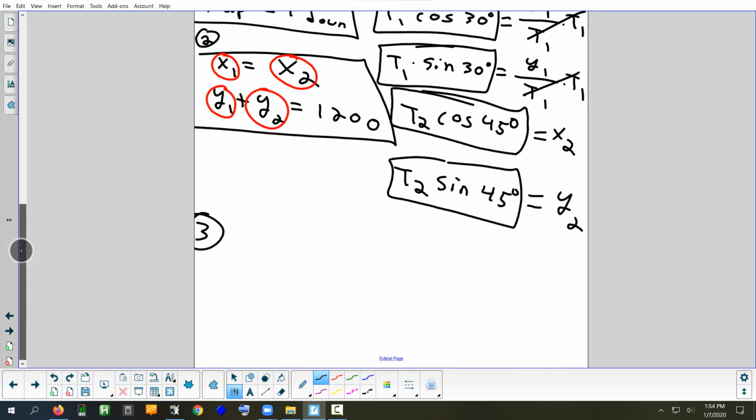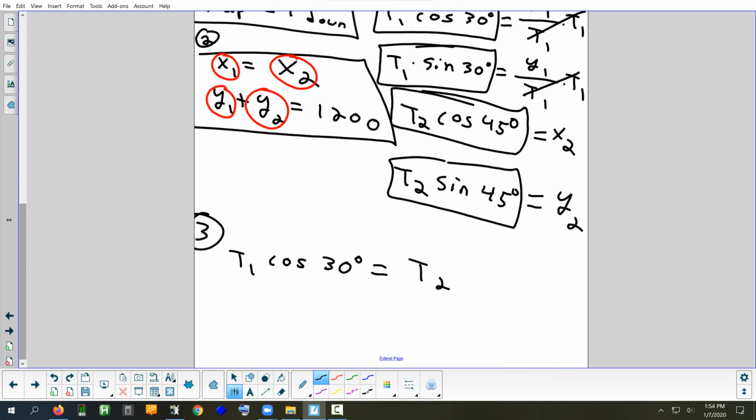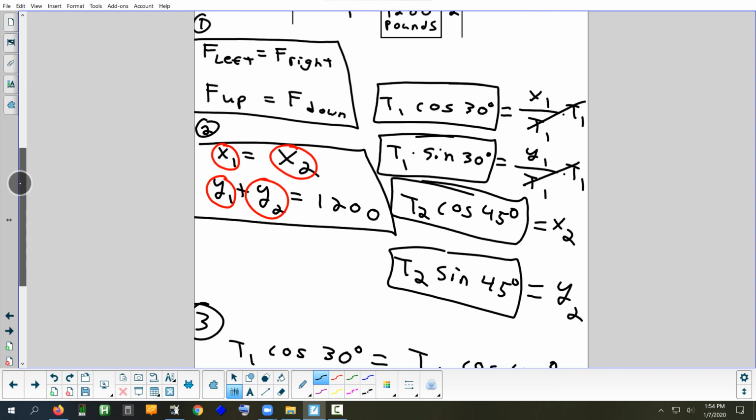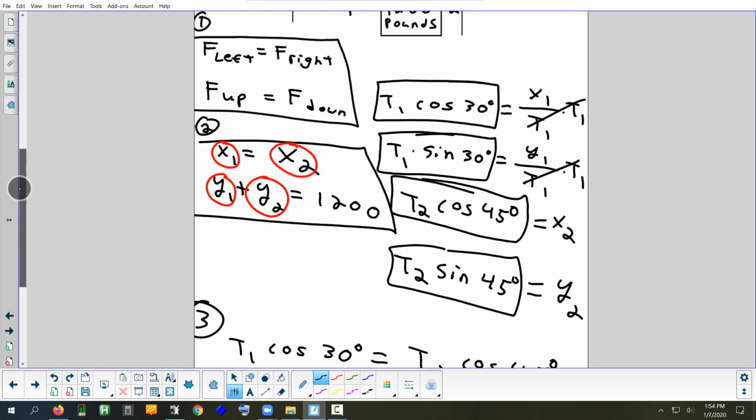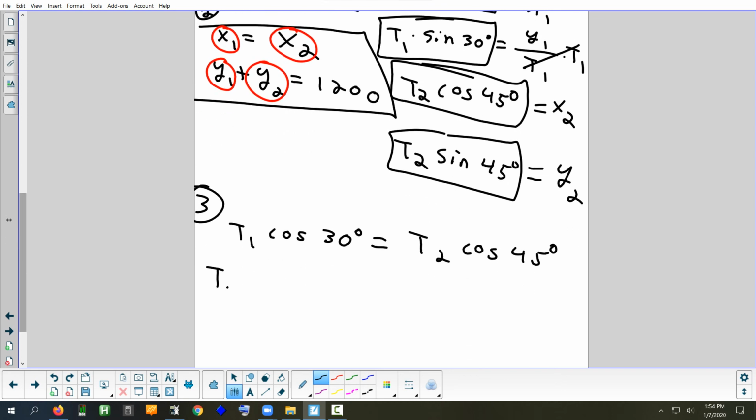Force left is x1. T1 cosine 30. Force right is x2. T2 cosine 45. That's the first one. Second equation, force up equals force down. The force up, there's 2 cables pulling up. Y1, which is T1 sine 30, plus Y2, that's the other cable that's helping to pull up. T2 sine 45. And those 2 cables are supporting a weight of 1,200 pounds.